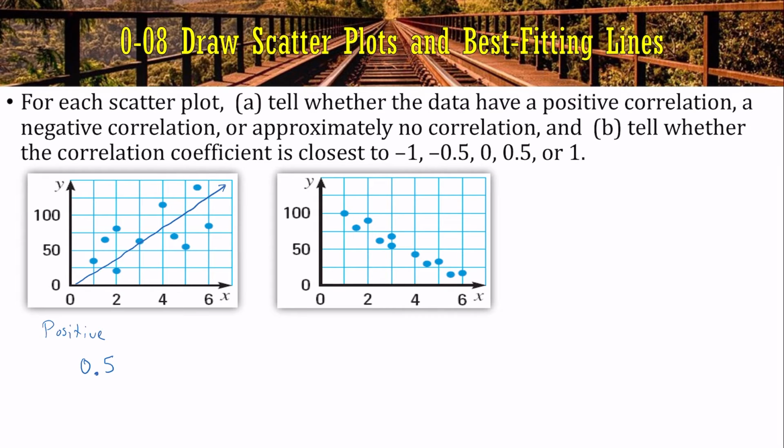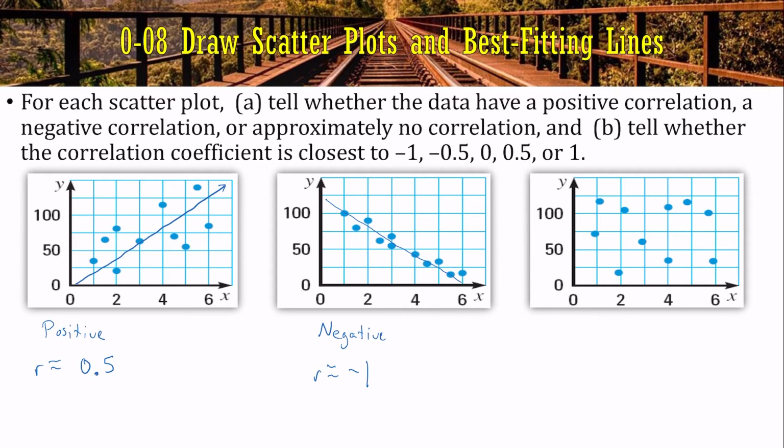All right, this one you can see there's a trend downwards. So since it's downwards, that's a negative slope. So it's a negative correlation. And it fits that line really closely, so we'd say it's about -1. This one doesn't seem to have any particular pattern, doesn't seem to really fit any line whatsoever. So we'd say this is approximately no correlation. So r would be about 0.